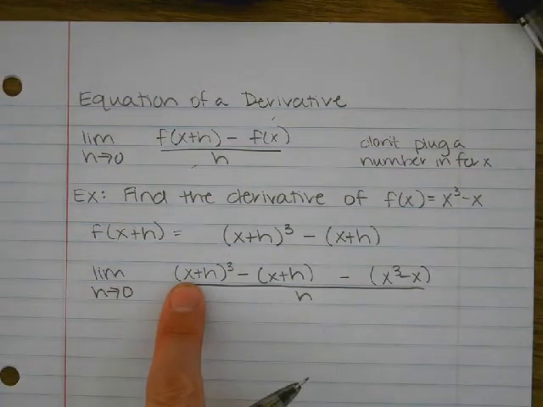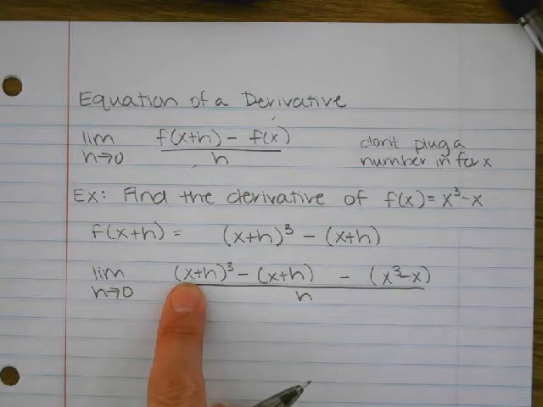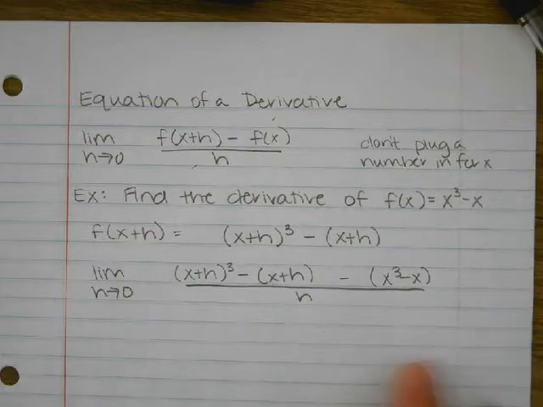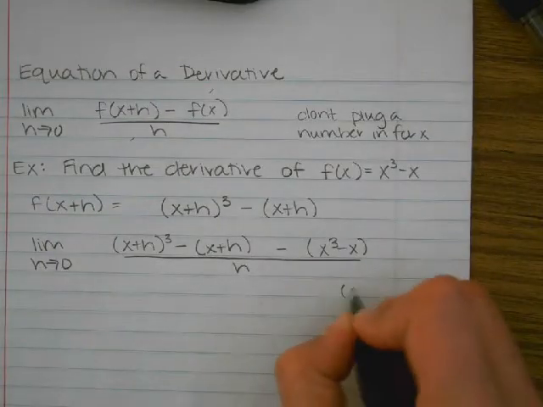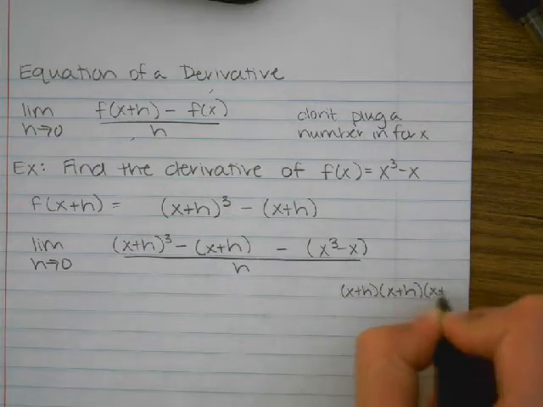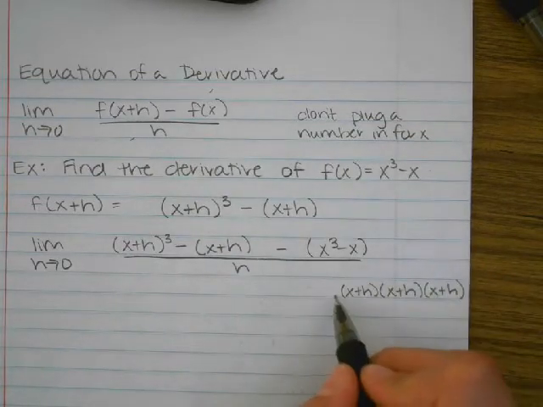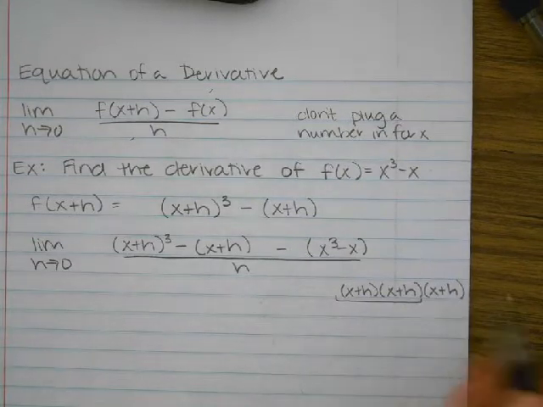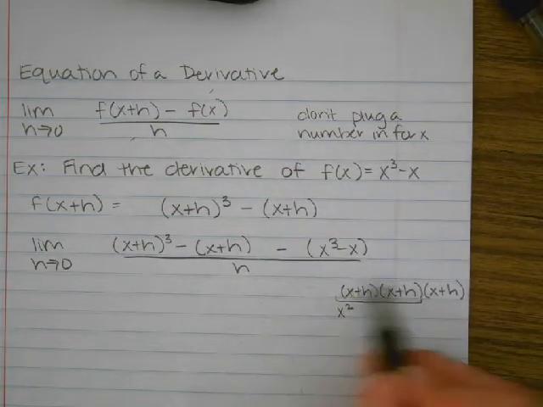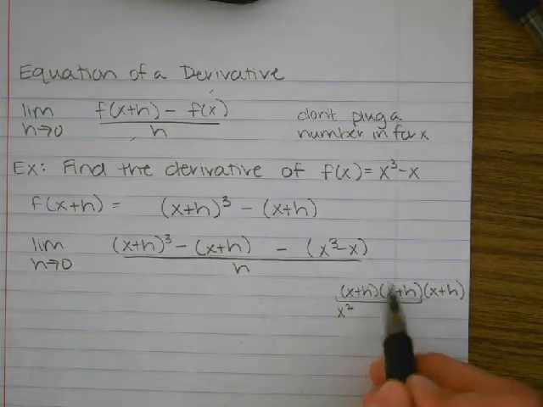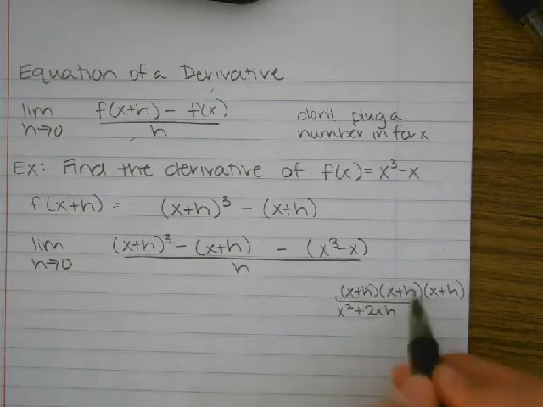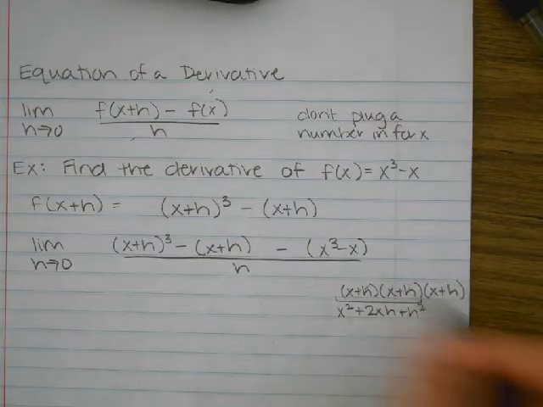And the tricky part of this one is that (x plus h) to the third. So you can do this maybe on a separate sheet of paper, on the back of the page, or off to the side. So (x plus h) times (x plus h) times (x plus h) is what I'm doing here. I'm going to go ahead and multiply these out first. And I get x squared. And then I have an x times an h, and then an h times an x. So that gives me 2xh. And then I have h multiplied by h is h squared.